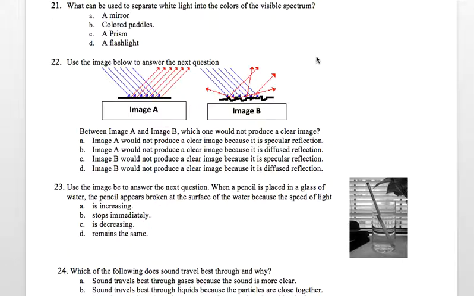A, image A would not produce a clear image because it is specular reflection. B, image A would not produce a clear image because it is diffused reflection. C, image B would not produce a clear image because it is specular reflection. D, image B would not produce a clear image because it is diffused reflection. It should be noted that specular is the same thing as regular reflection.